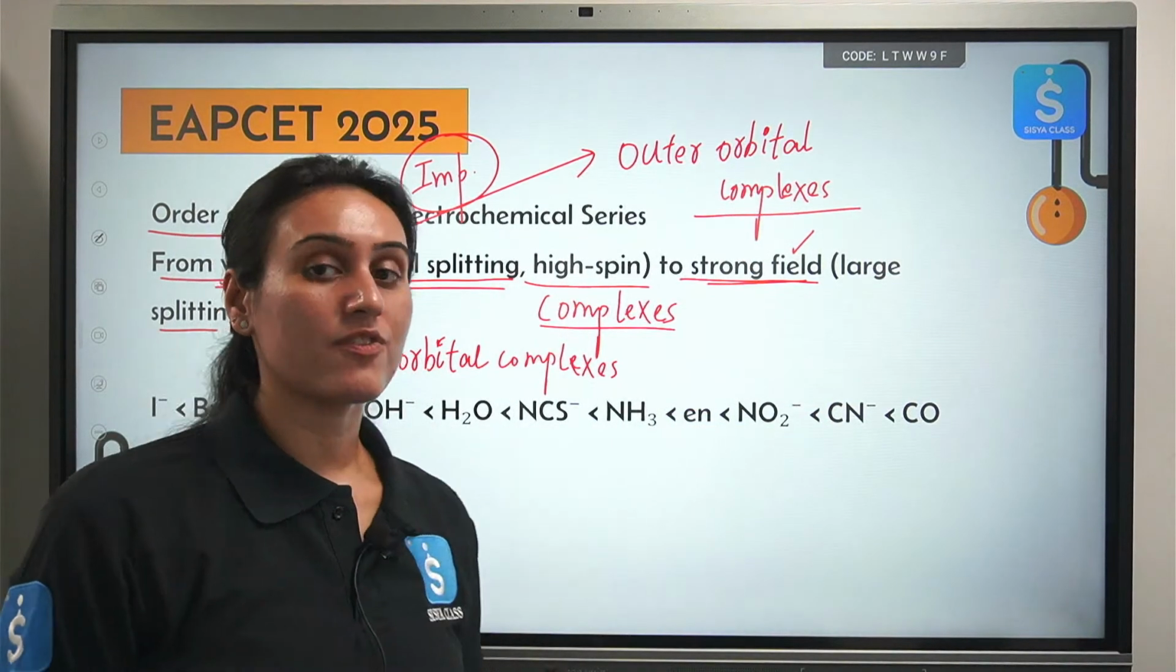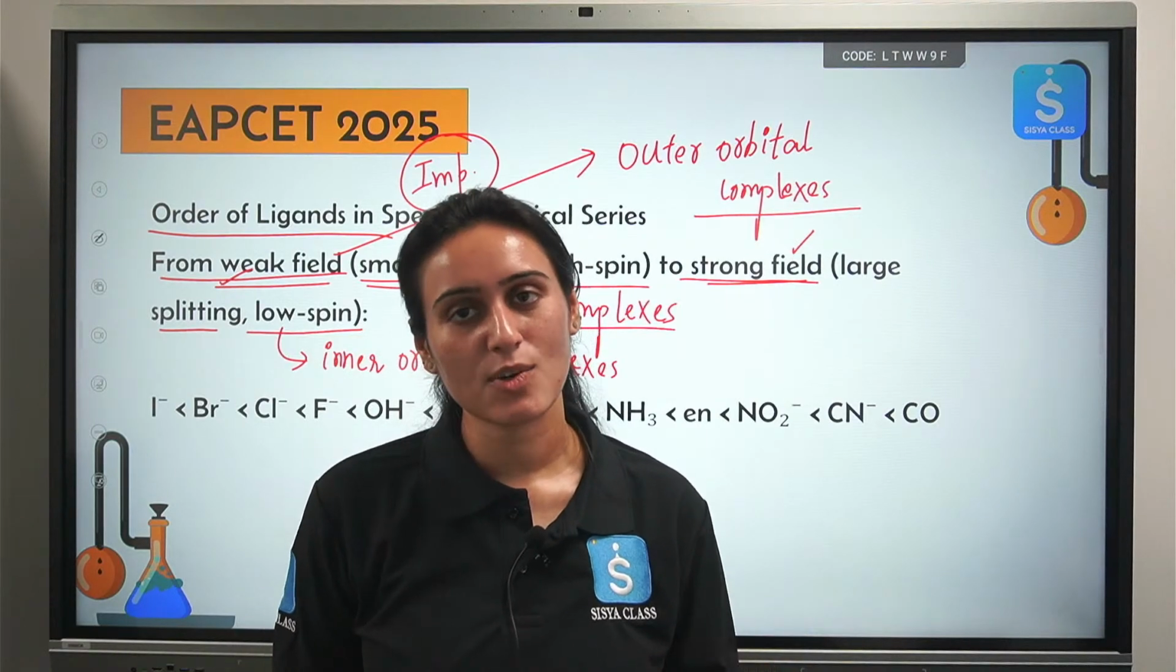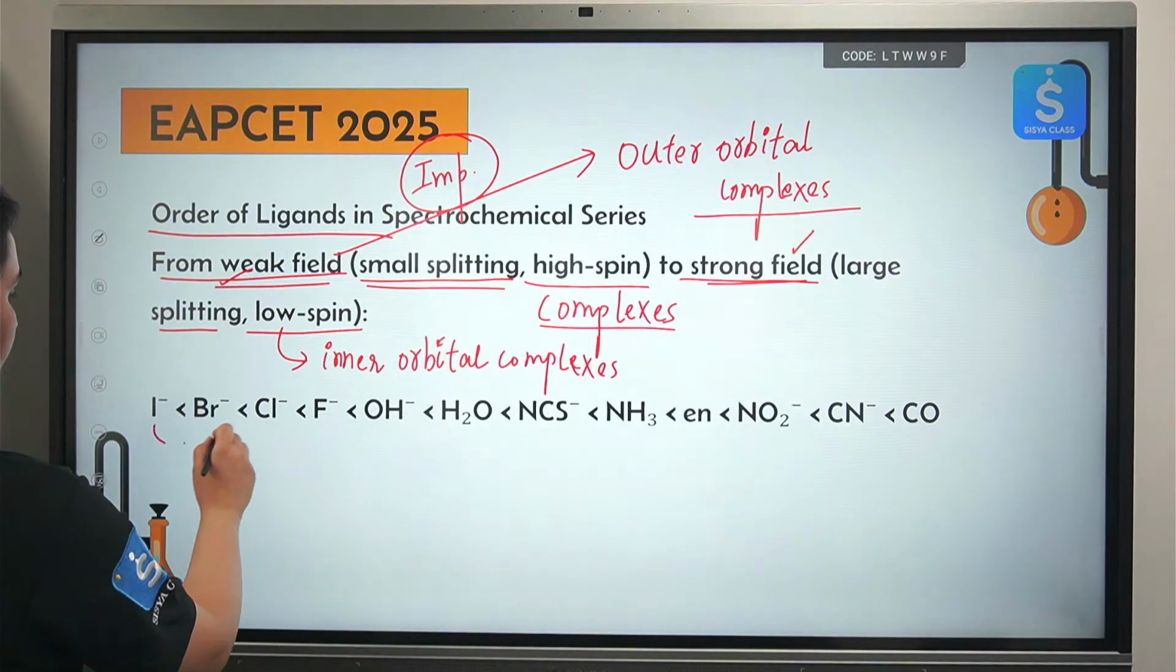So you should know the difference between them also. This also you will come to know if you know the strength of the ligands. For that you must remember the spectrochemical series. Okay. So we have halogens in the beginning.